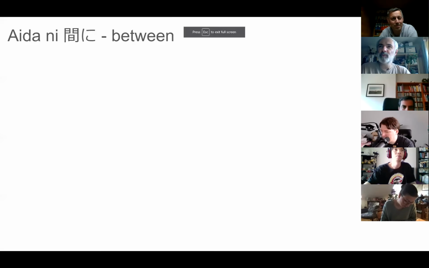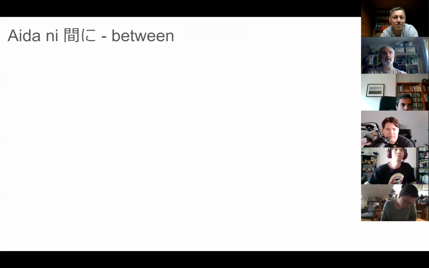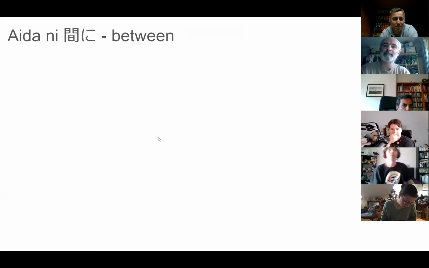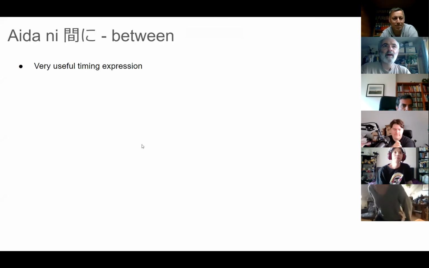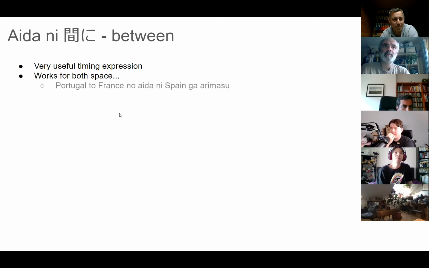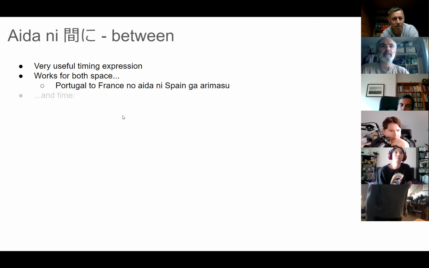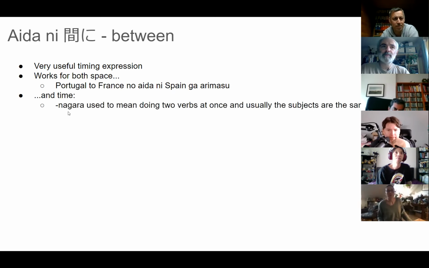Okay, so we only did this a few weeks ago, but looking at aida ni, we also looked at a few other different kinds of timing. So aida ni is extremely useful. We can use it much more freely than we can a lot of the other forms of timing. And it works for both space, for example, Portugal to France no aida ni Spain ga arimasu. So between Portugal and Spain, there is France. And we can also use it for time as well, which we'll come to in a second.